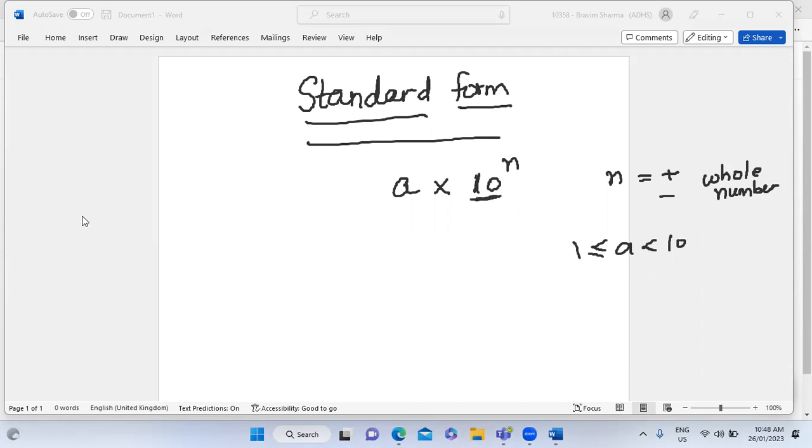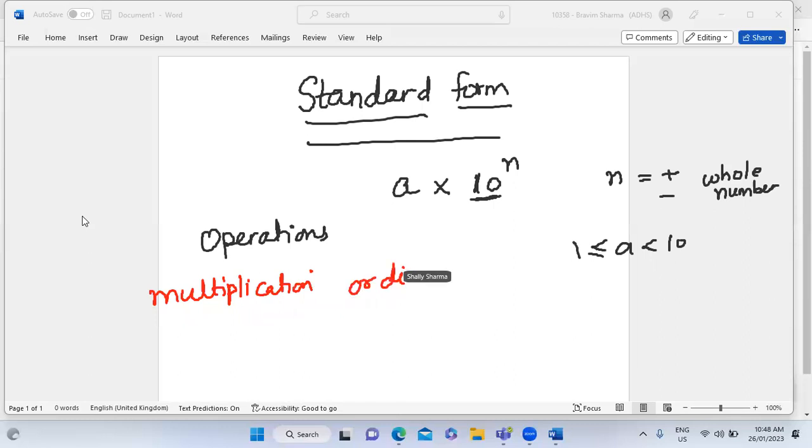Now the question comes: how to apply the operations on standard form? Operations include addition, subtraction, multiplication and division. First we start with multiplication and division. If you want to understand the concept of multiplication or division, you must know the two rules of indices also, and for that you can refer to my videos.